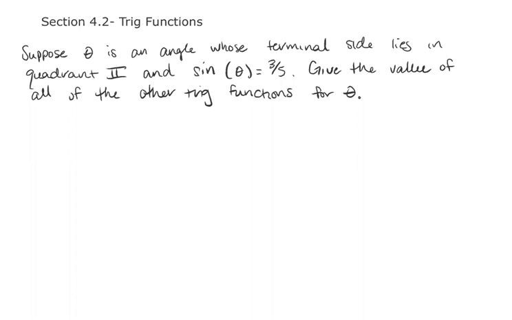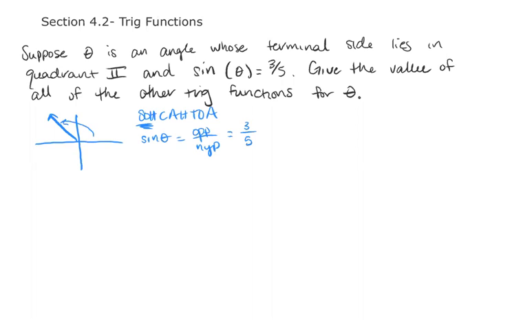So my recommendation is to always start with a picture. So theta is some angle in quadrant 2, and the sine of that angle is 3/5. So we're going to think about SOHCAHTOA here. We're looking at sine, so we're looking at the SO part of SOHCAHTOA. So sine of theta is opposite over hypotenuse. So for us, that's 3/5.